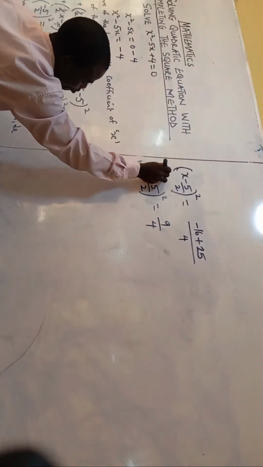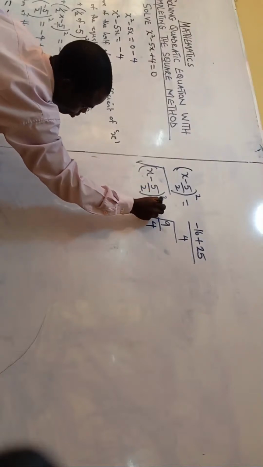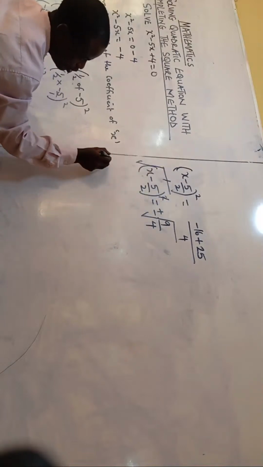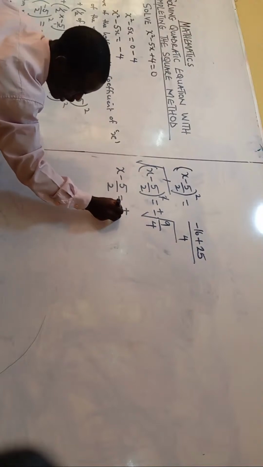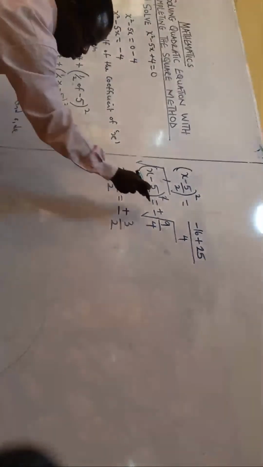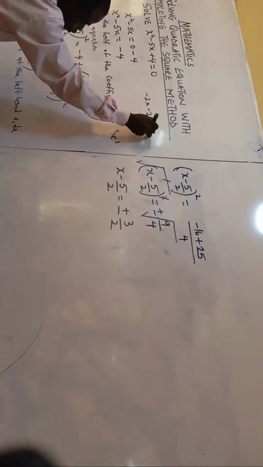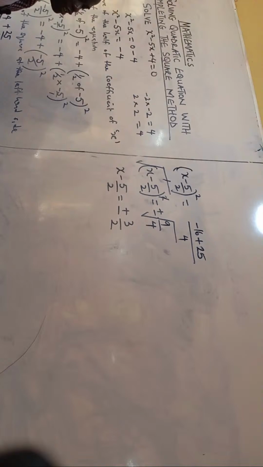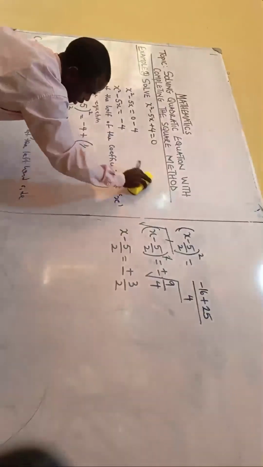Find the square root of both sides. Immediately you find the square root of both sides, good, plus or minus. Is that okay? That's the square root cancelling the square. You are left with x minus 5 over 2 equals plus or minus 3 over 2. The reason why we are having plus or minus is that when you have minus 2 times minus 2 it will give you 4. Positive 2 times 2 will still give you 4. Is that okay? The multiplication of the same sign will still give you positive.